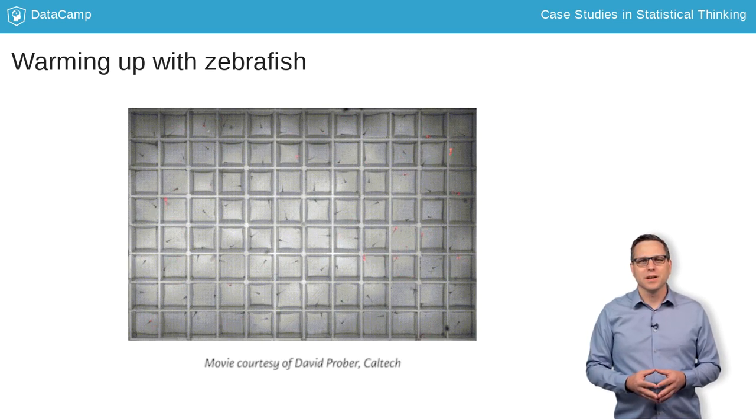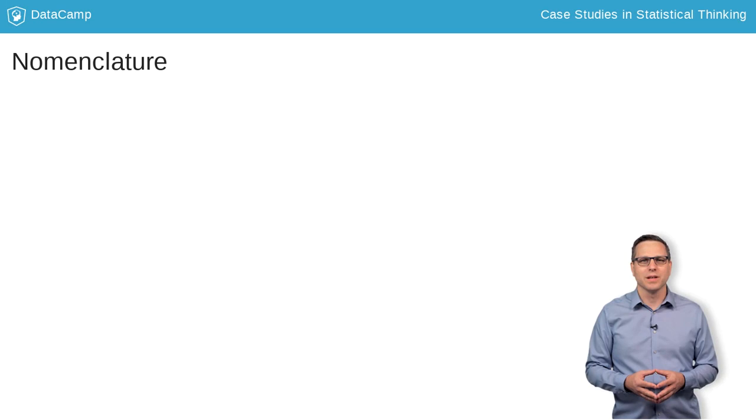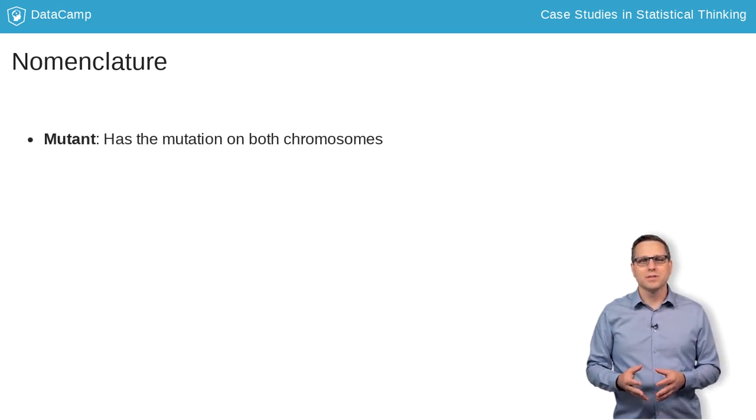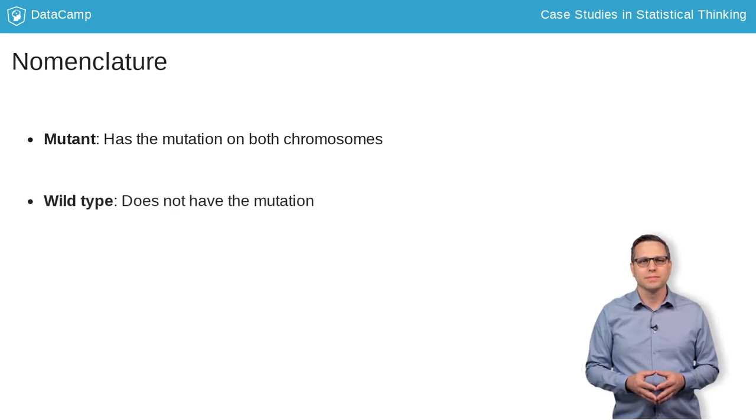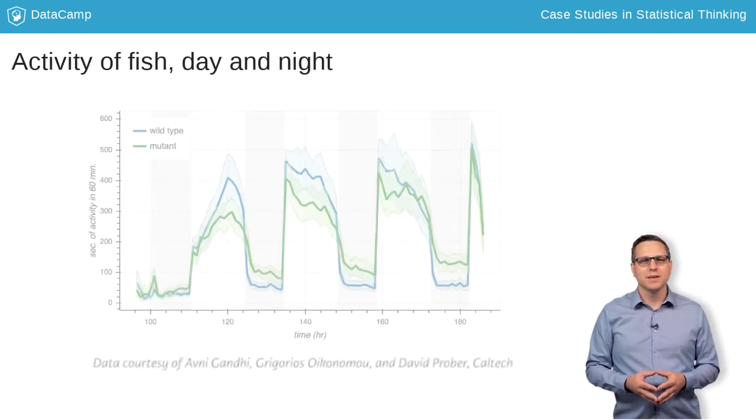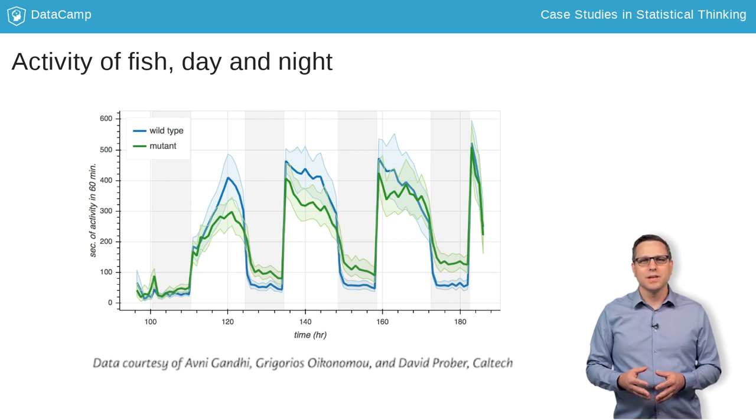These fish are interesting because some of them have a mutation in a gene involved in producing melatonin, an important hormone for sleep regulation. Fish that have the mutation are called mutants, and those that do not are called wild type. If we look at the mean activity of the fish over time, we see that compared to wild type, the mutant fish are more active at night, which is indicated by the gray regions in our plot. Our goal with this warm-up analysis is to quantify the effect of this mutation on wakefulness.